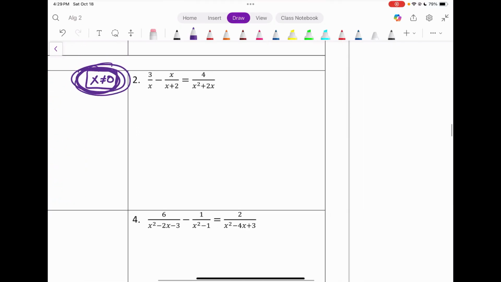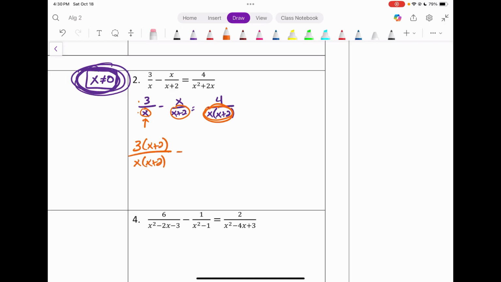Next up, make sure you factor the bottoms before you actually do that. So you got 3 over x minus x over x plus 2 equals 4 over. You can factor an x out of that and it becomes x times x plus 2. So my first fraction, notice I have an x on bottom, an x plus 2 on bottom, and I have the x times x plus 2. So we're going to make them all into x times x plus 2. So I'm going to multiply top and bottom here by x plus 2, and I now have 3 times x plus 2 over x times x plus 2.